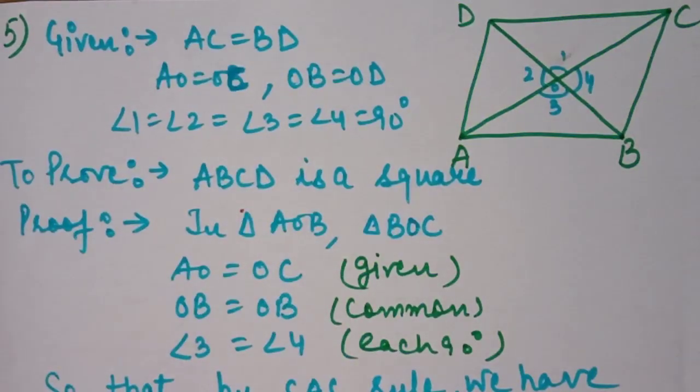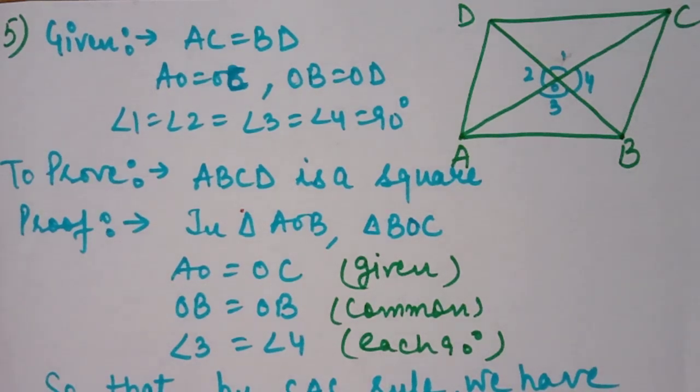Now students, question number 5. Question number 5 is: show that if the diagonals of a quadrilateral are equal and bisect each other at 90 degrees, then it is a square. Read again. Show that if the diagonals of a quadrilateral are equal and bisect each other at right angles, then it is a square.